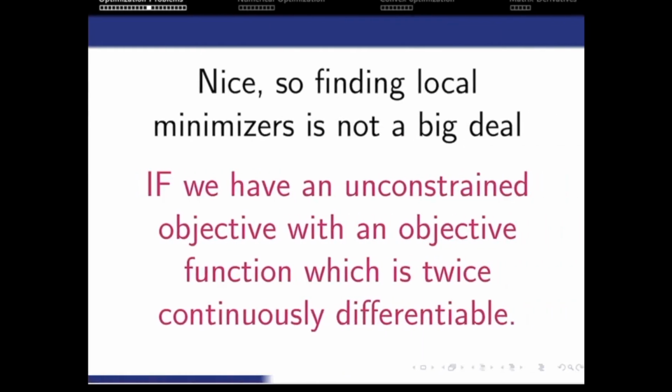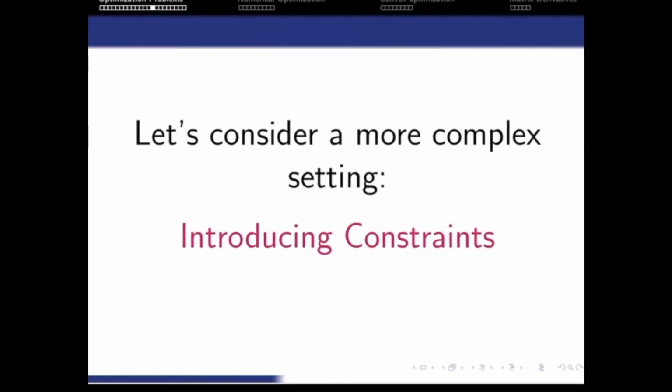Okay, nice. So finding local minimizers is not a big deal if we have an unconstrained objective with an objective function which is twice continuously differentiable. So what happens if we have some constraints? But this is then discussed in the second part of this lecture. So see you then.